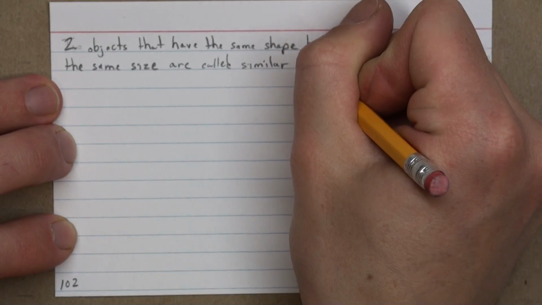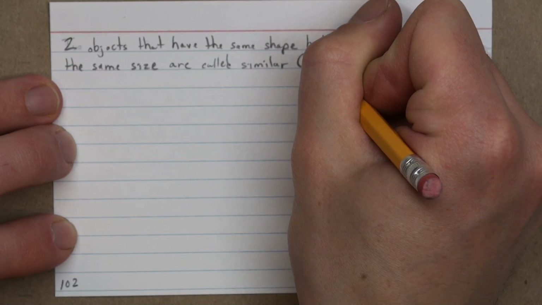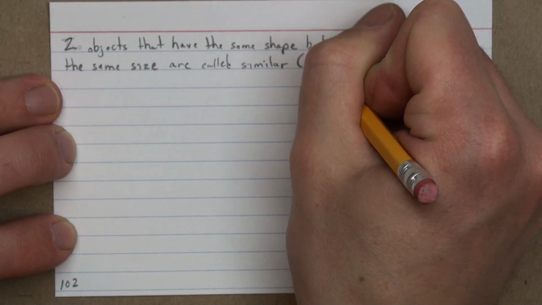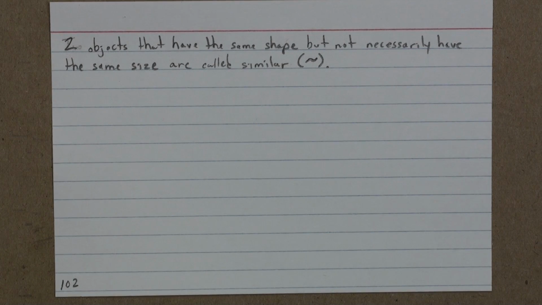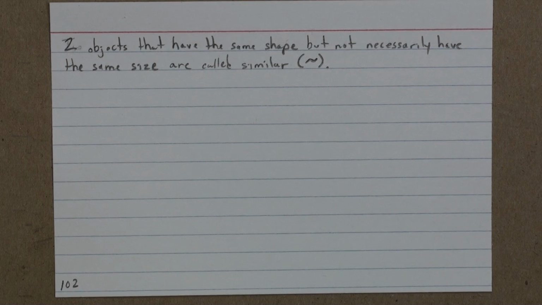similar. And the symbol for similar is just the top of a congruent symbol, right? That curly thing. So they have to have the same shape, but they don't have to have the same size. They could, but they don't have to. All right? Let's see what else.